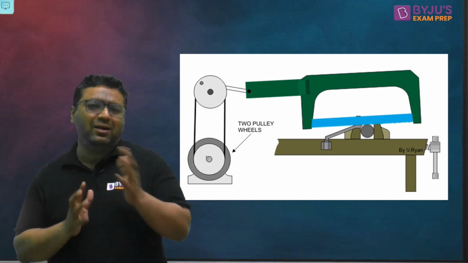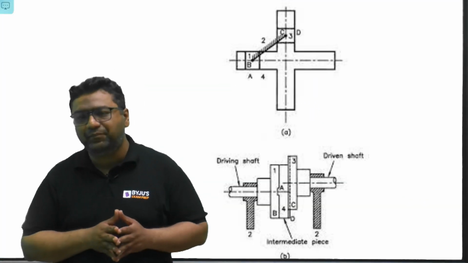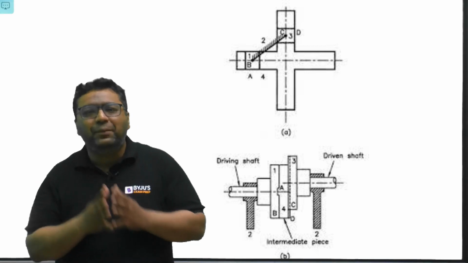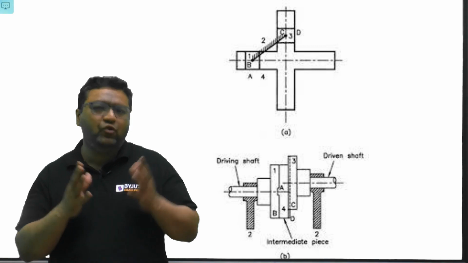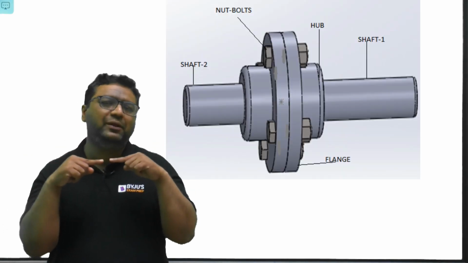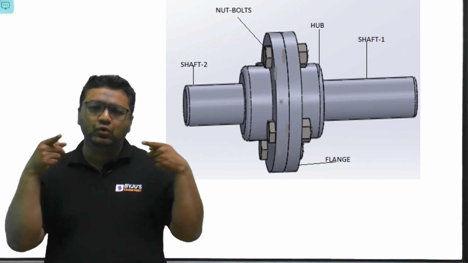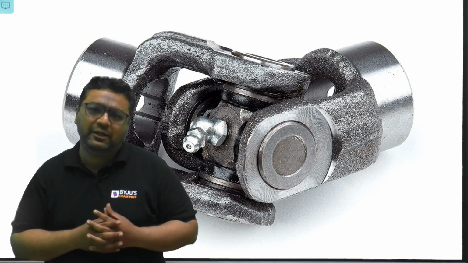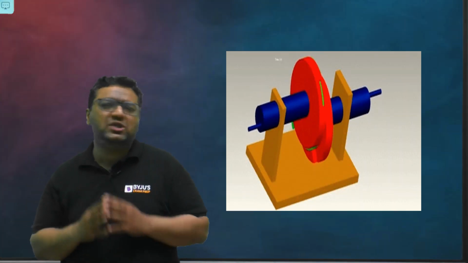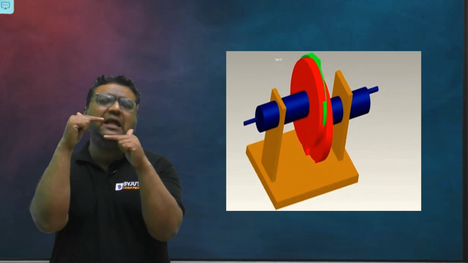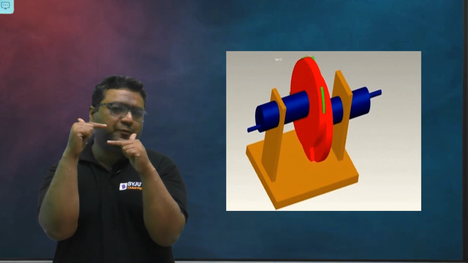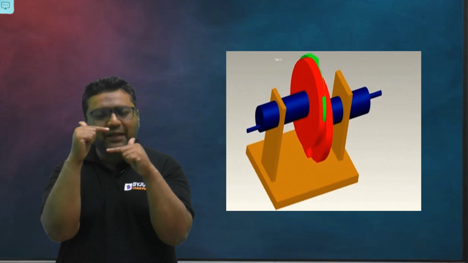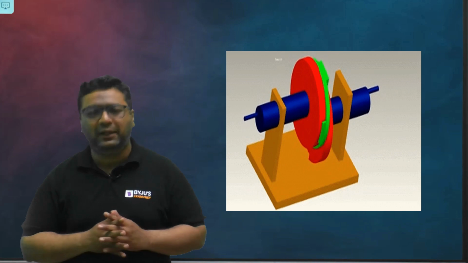Now we move to the third inversion of the double slider mechanism, which is the Oldham coupling. A coupling is used to join shafts. If you want to join two collinear shafts, we use a flange coupling. If you want to join two angularly misaligned shafts, you use a universal joint. And if you want to join two shafts having lateral misalignment, where lateral means perpendicular to longitudinal, then we use the Oldham coupling.